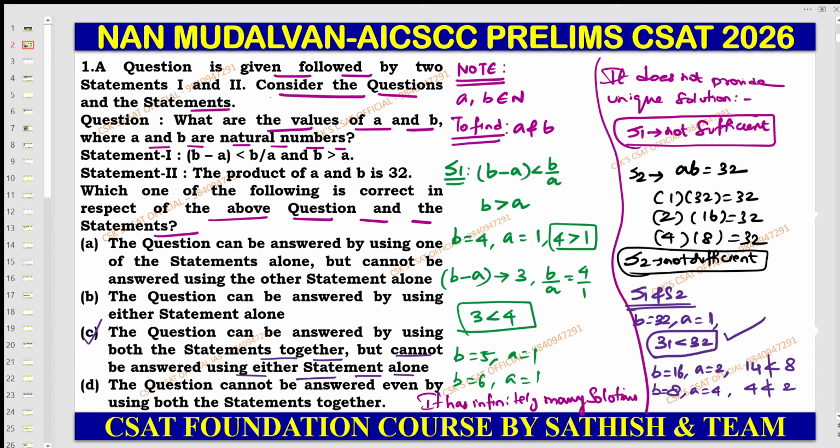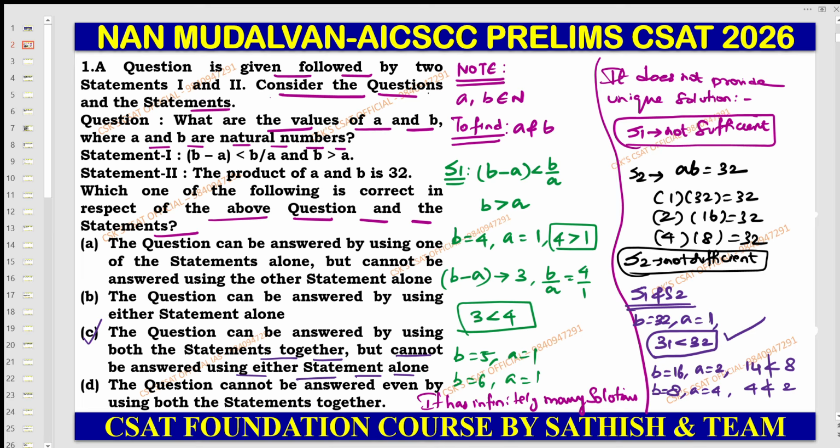Which one do you want me to explain again? Combine means S1 and S2. S1 also has to be satisfied, S2 also has to be satisfied. When I am taking S2, we have 3 pairs. I am checking with the statement number 1 condition. What is the statement number 1 condition? B minus A lesser than B by A.